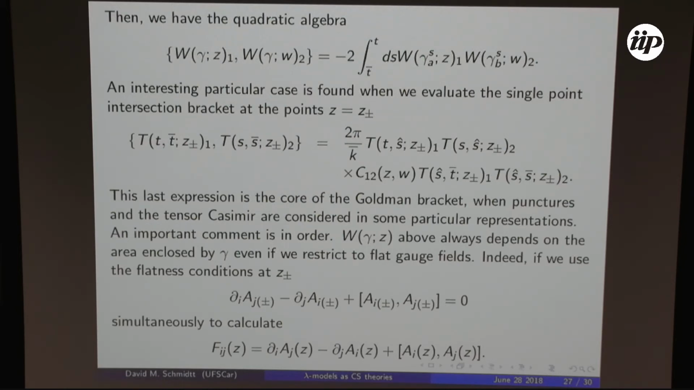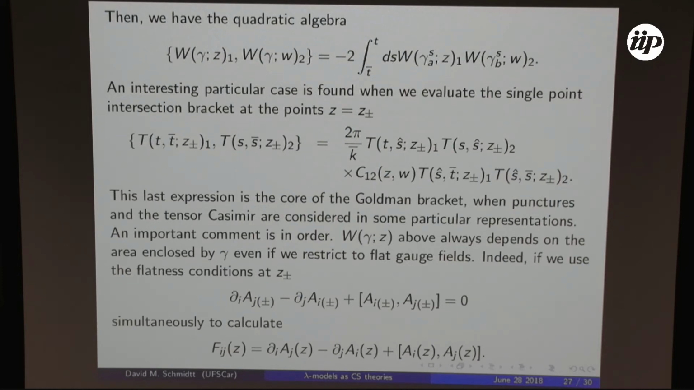When punctures and the tensor Casimir are considered in some particular representation, the transport matrices on the right-hand side can be passed over it, together with the transport matrices on the left-hand side, and we can resolve the intersection in terms of operators on products of loops. So this is some sort of spectral parameter extension of the Goldman bracket.